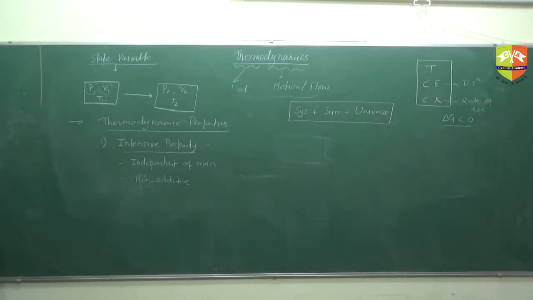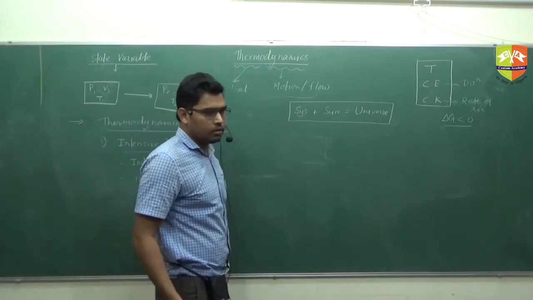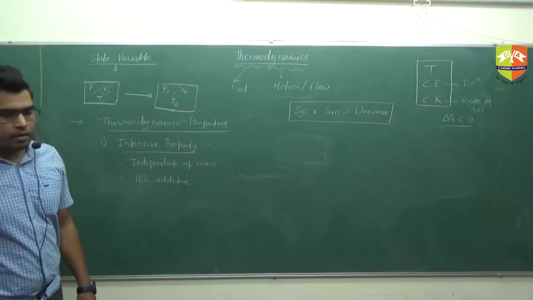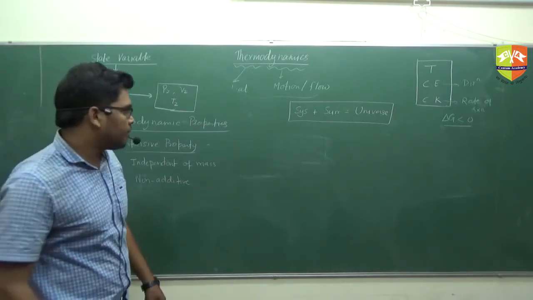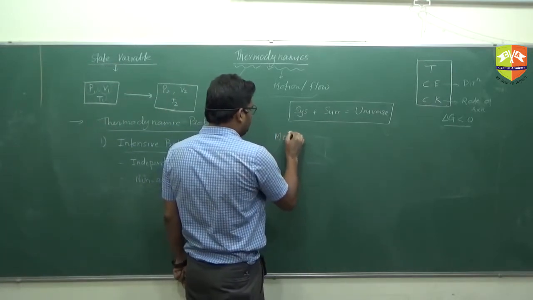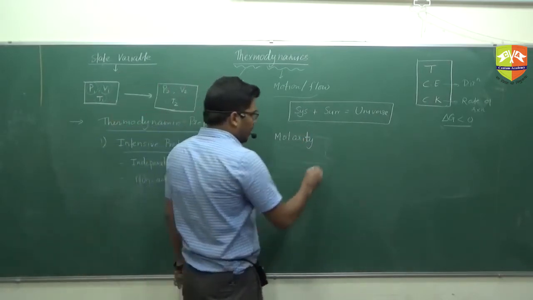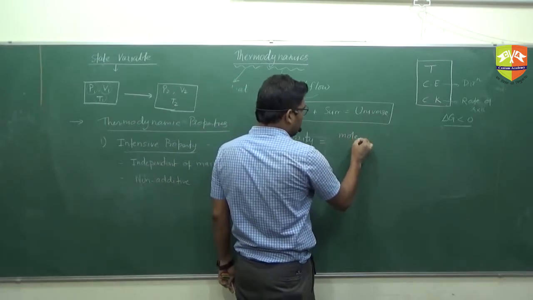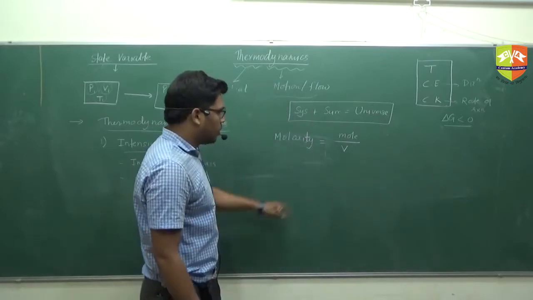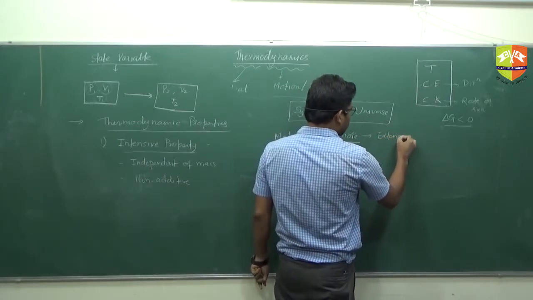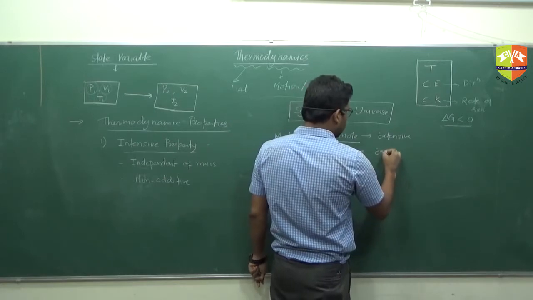You write down here: the ratio of two extensive properties will be an intensive property. For example, you see molarity, right? How is molarity intensive or extensive? Intensive, right? And it is equal to what? Mole divided by volume in liter, correct? So mole is what, intensive or extensive? This is extensive. Volume is what? Extensive. So the ratio of two extensive properties is intensive.